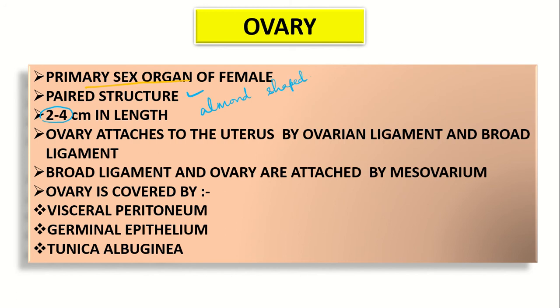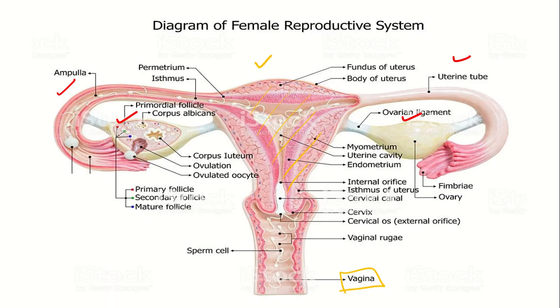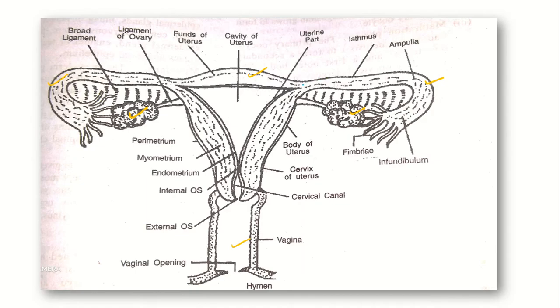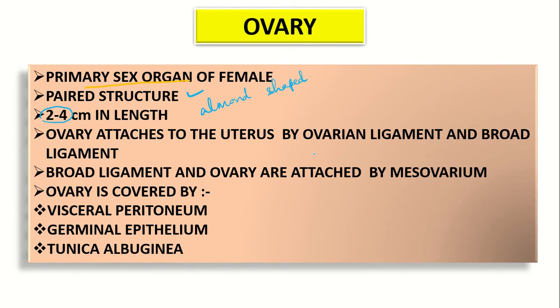Okay. Then the attachment, how the ovary is connected to the uterus. See here, the ovary is connected to the uterus by ovarian ligament, and here another ligament is there known as broad ligament. So the ovary is connected to the uterus by ovarian ligament and the broad ligament. See here, this one is the ovarian ligament, and this whole shaded structure is known as broad ligament. And this broad ligament is connected to the ovary through mesovarium. Fine, this broad ligament and the ovary are attached by mesovarium.